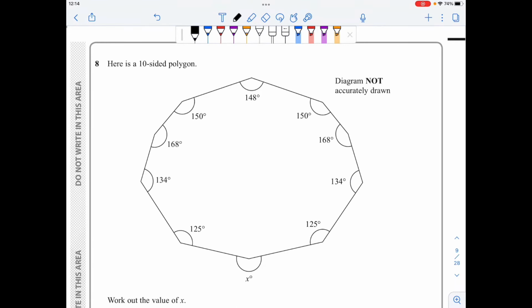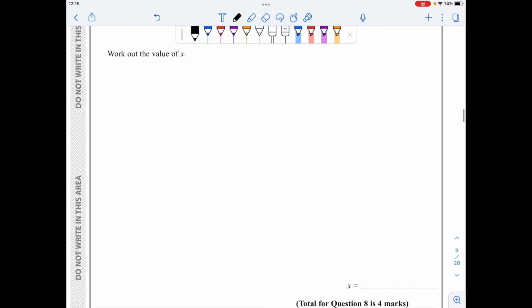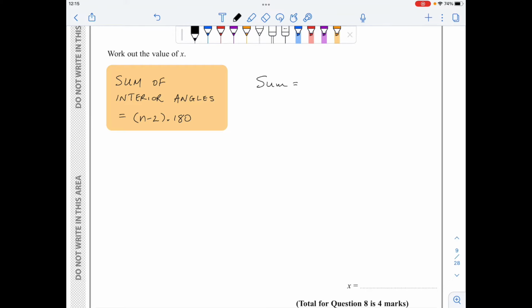For question 8, note that in this 10-sided polygon, the 9 angles given are interior angles. X is an exterior. The corresponding interior, this one, is 360 minus x. Next, I'll use the following fact. The sum of interior angles of any polygon is n minus 2 times 180. In our case, the sum of the 10-sided polygon is 10 minus 2 times 180, which comes out to be 1440. So if I add all the interiors, I should get this number.